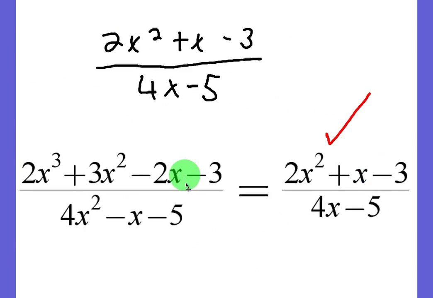You can see we started out with something quite complicated and end up with something simpler, which was the whole goal of simplifying this fraction.